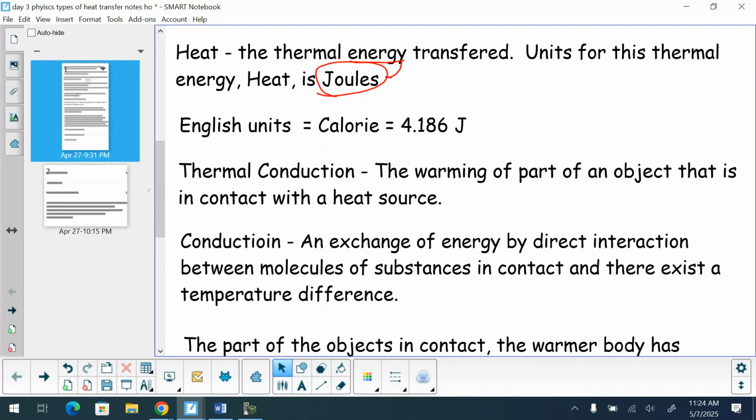If you put an ice cube on your hand, that's the idea of conduction. Exchange of energy by direct interaction between molecules of substances in contact where there exists a temperature difference. Once again, think about it: if you put an ice cube in a glass of water, that is the idea of conduction, because you're going to change temperature and have interaction between the molecules.